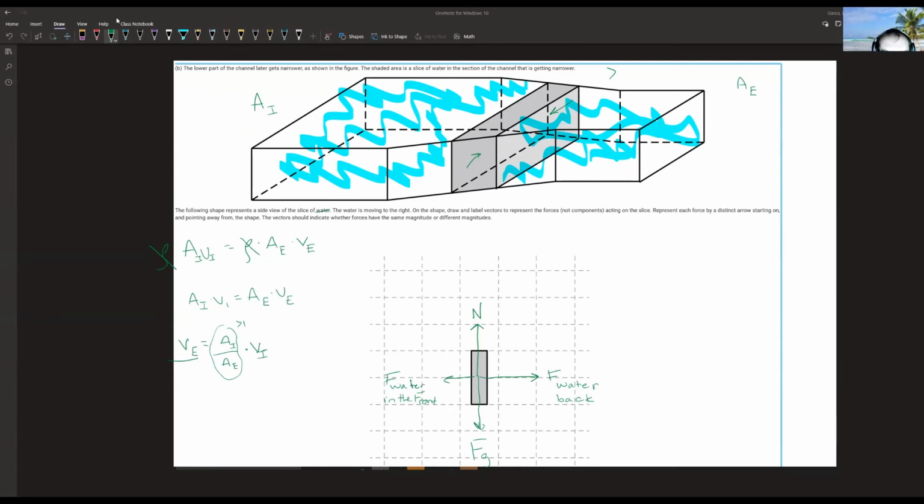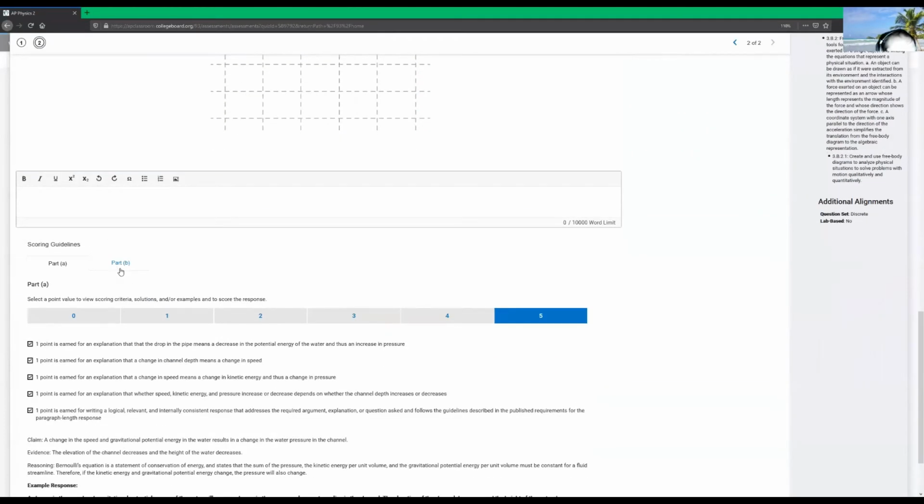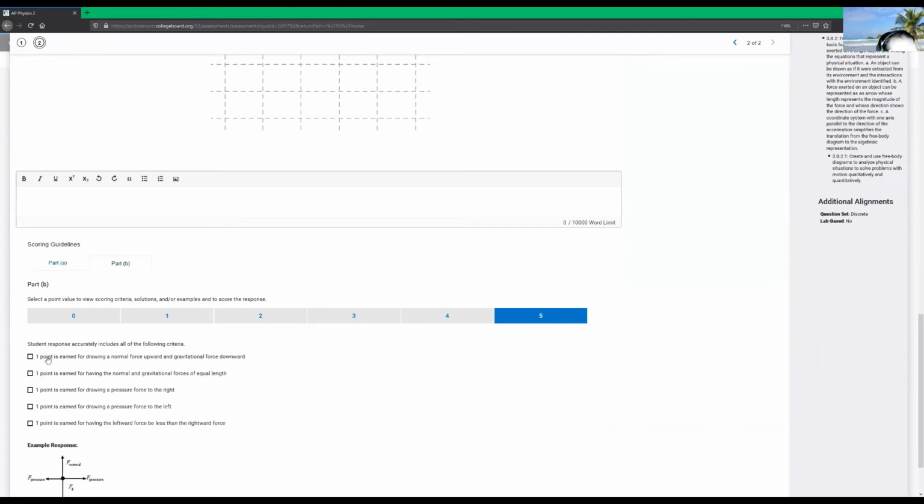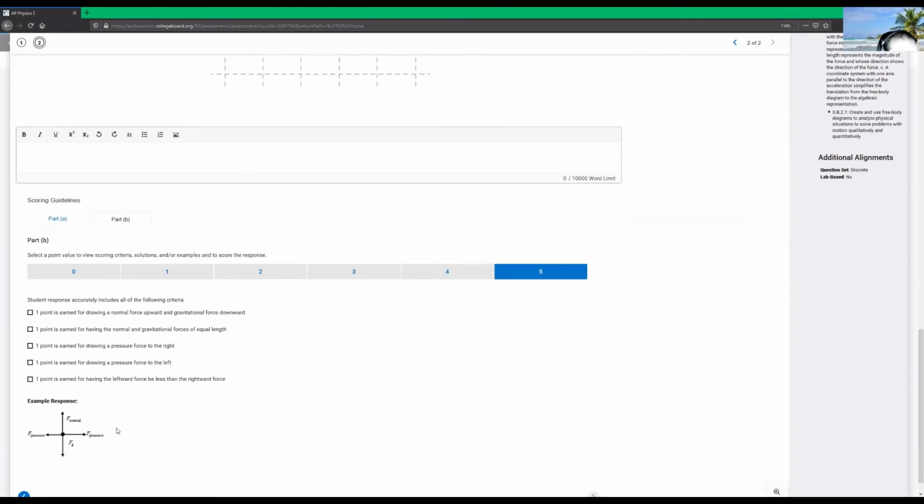Let's do a new share. Let's pull up this and let's see here. For part B, 1 point is earned. Oh, well, there's our free body diagram. For a normal force and a gravitational force, one is up, one is down. One point for having the normal force and gravitational forces of equal length.